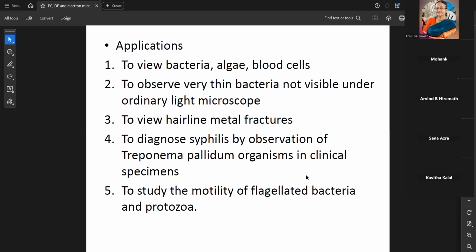So we can use this dark field microscopy to diagnose syphilis by observing Treponema pallidum organisms. Then it is also used often to study the motility. Motility means movement. If you have flagellated bacteria with flagella, or you have protozoa and you want to study the movement of these organisms, then we can make use of dark field microscopy.